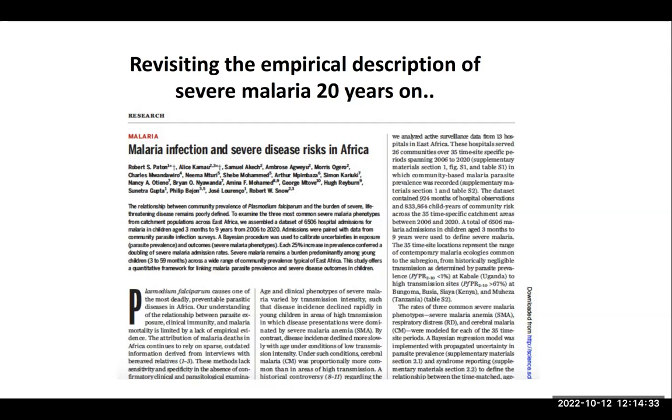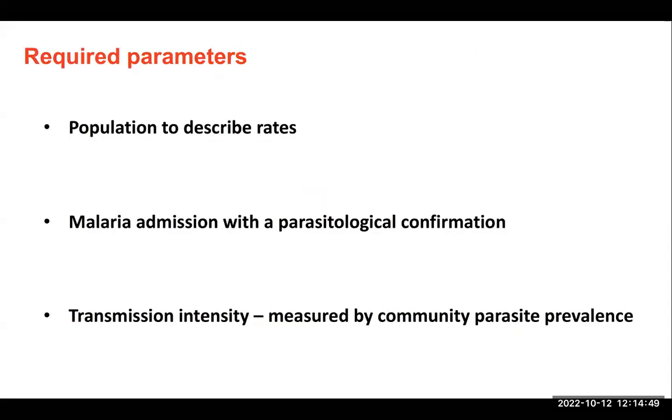And so we have recently published this paper in the Science journal that describes the rate of severe malaria using data on patients with easy access to hospital and where it was possible to define the population at risk. So in the next few slides, I'll take you through in further detail the three parameters that were required for this study. And this was population in order to describe the rates, malaria admission with a parasitological confirmation, and transmission intensity as measured by community parasite prevalence.